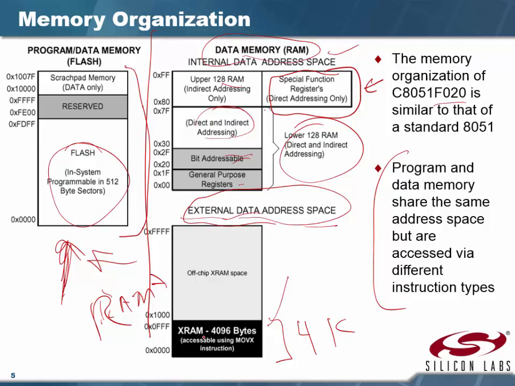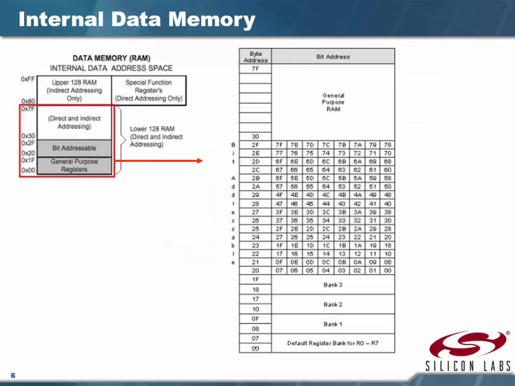External RAM is only accessed using the move external instruction right there. There's a special instruction for addressing external memory. Okay, the internal memory right there, we have these four, our register banks, R0 through R7. There are 4 different banks. You have to specify which bank we're going to use, and you'll see that tomorrow when I go through our sample code.